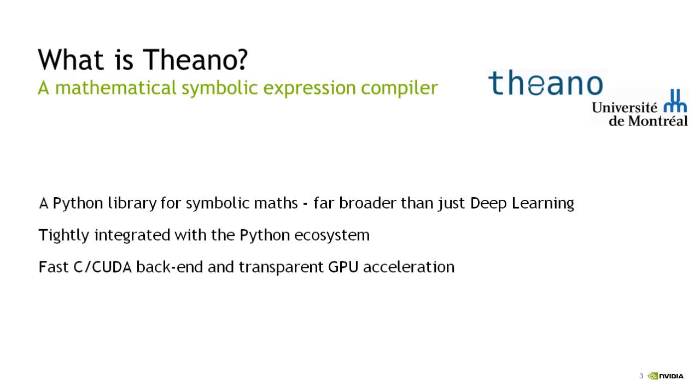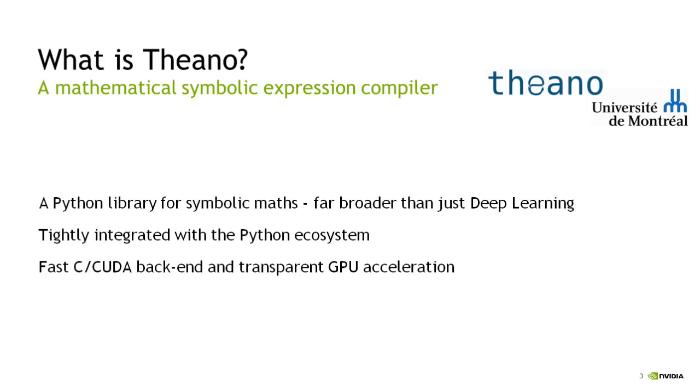It's tightly integrated with the Python ecosystem. You'll see that the syntax of Theano is a lot like NumPy, the Python numerical matrix library, and it has a very fast C and CUDA backend, so that when functions are compiled from their symbolic representation into functions that can be applied to numerical data, this is done transparently for different computational architectures, in particular CPU and GPU, and then you can get the benefits of running on those different architectures.